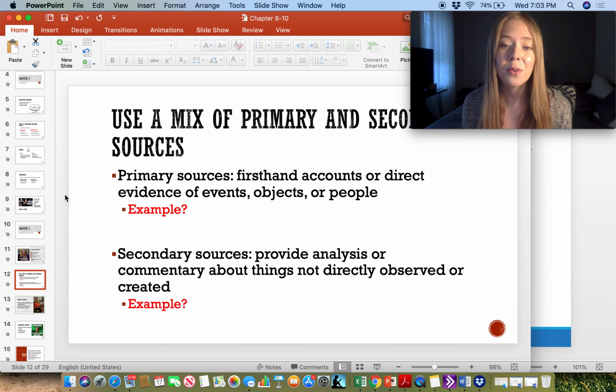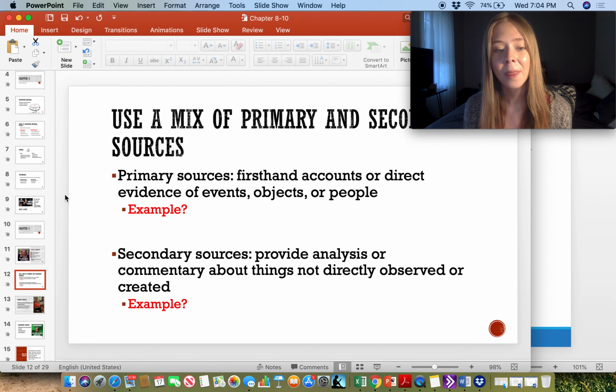So anything that you know is a first-hand account or direct evidence of events, objects, or people falls under the category of primary sources. So this would be like a publication that conducted an experiment. If you read about an experiment in a peer-reviewed journal and they post those findings, that will be a primary source because you are going back to the first people that did the experiment and discovered it.